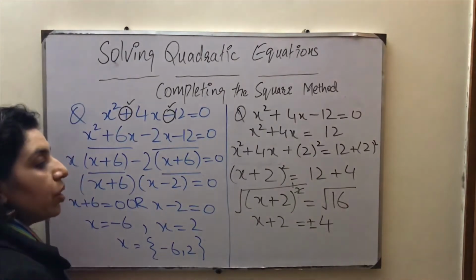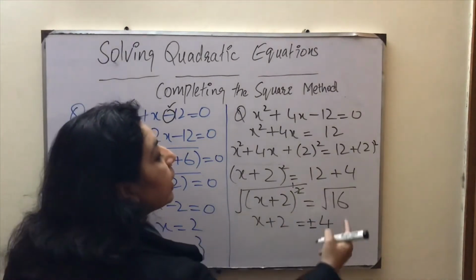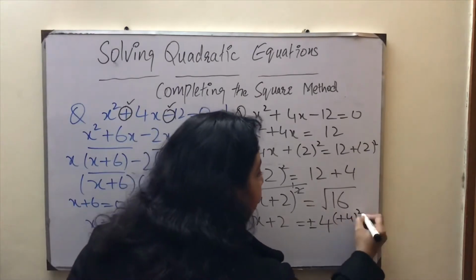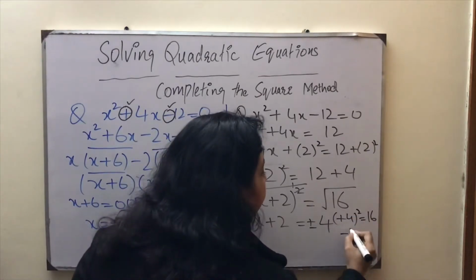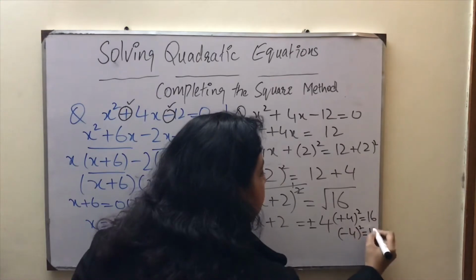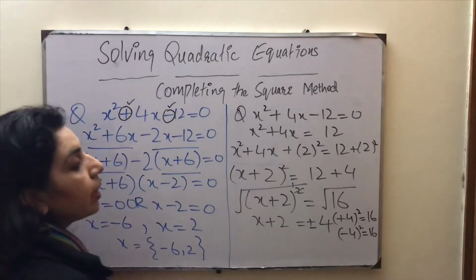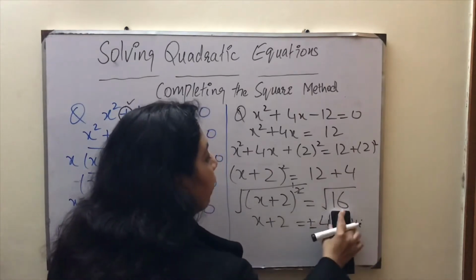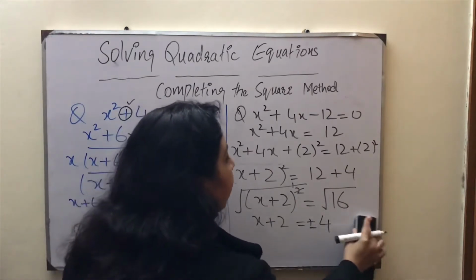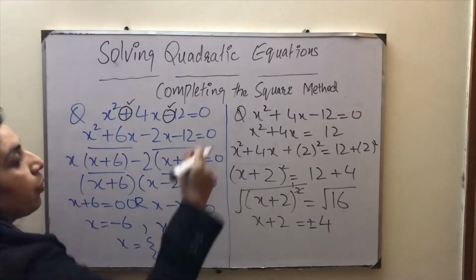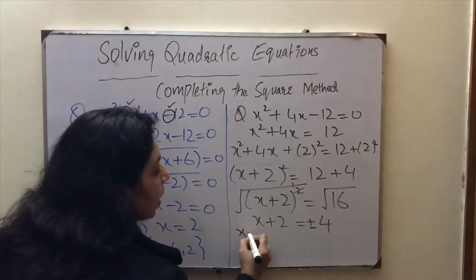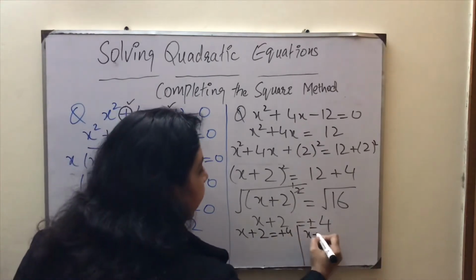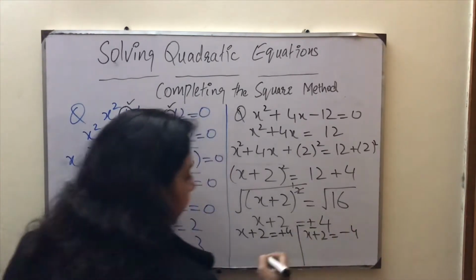Why are there two values of 4? Because this 16 doesn't tell us whether 4 was positive, whose square was 16, or 4 was negative, whose square was 16. So we have to take two values of 4, and from these two values we shall have two roots. Now first I shall write x plus 2 equals positive 4, and then I shall write x plus 2 equals negative 4.